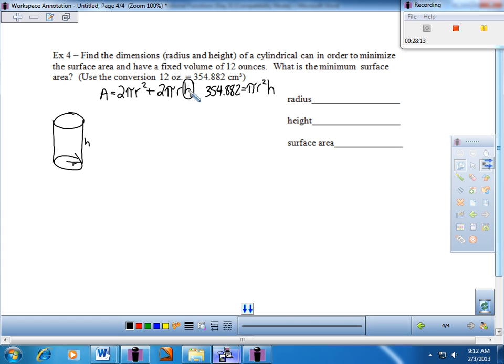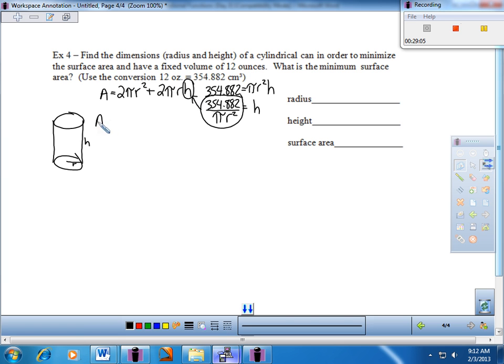So let's do it. If I want to replace the h, I need to solve for h in this equation right here. I'm hoping you all see that pi r squared has to come over to the other side. So 354.882 over pi r squared. How does that look solving for h? Okay. I've been doing this all along with these. I circle it and I draw an arrow. It just helps me to be visual with it. But if that goes in, I think we're on the right track.